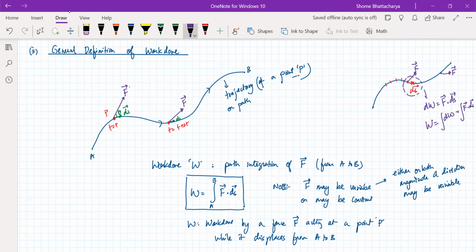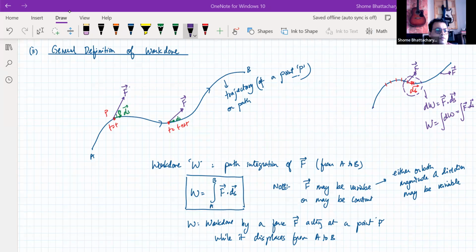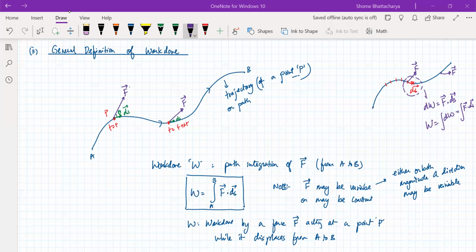Sir, yes, why did we integrate that? Because the force is not constant, beta. Because the force is variable, in general we cannot take the formula F dot S, because while that total displacement S is happening, in between the force is changing from point to point. You understand my point? Sir, so whatever the answer will be, the work done will be for a particular point or the whole journey?